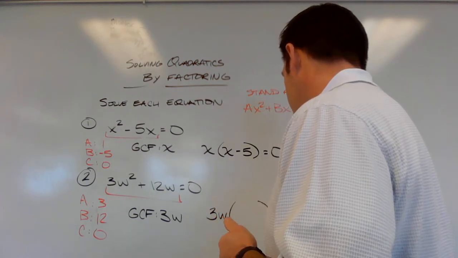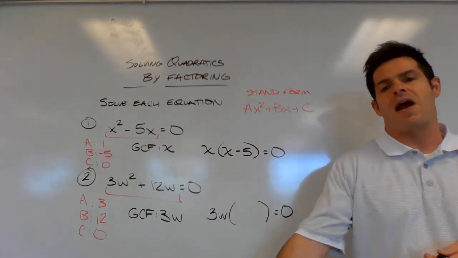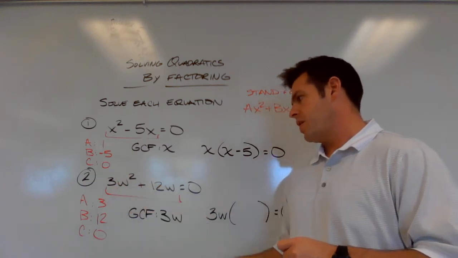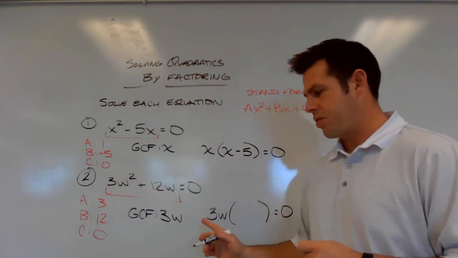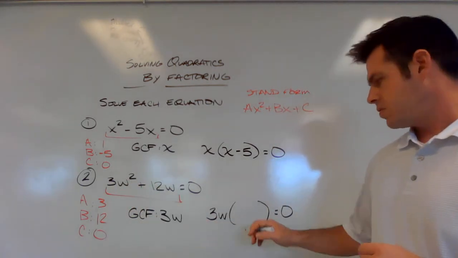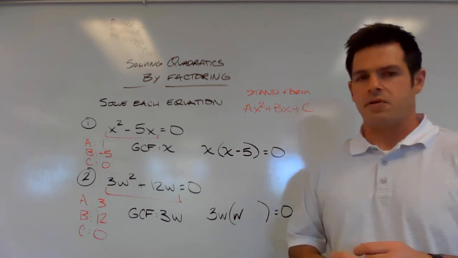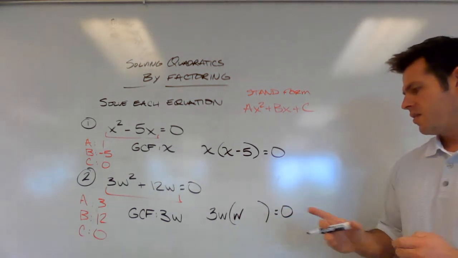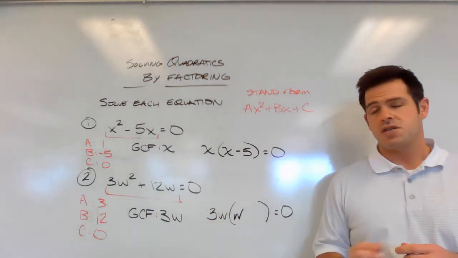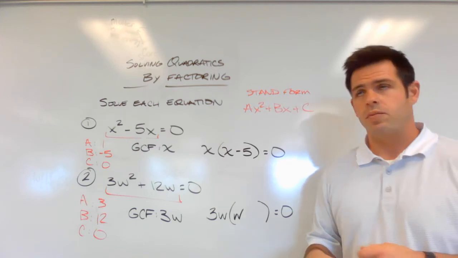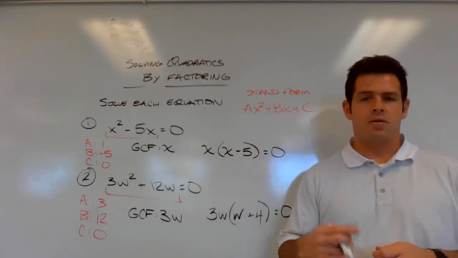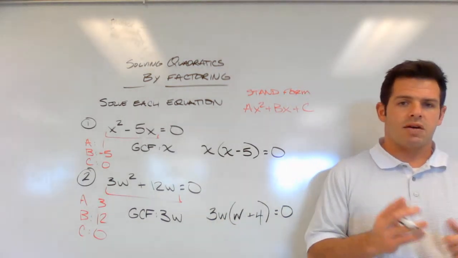I'm going to put parentheses to notify myself what would be left over after I pulled out the 3w using division. 3w squared divided by 3w. Well, 3 divided by 3 would be 1. That would be our coefficient here. w squared divided by w would leave me with 1w left over. Then over here, 12w divided by the GCF 3w. 12 divided by 3 would be 4, and w divided by w would make the number 1. So we have 4 left over there.